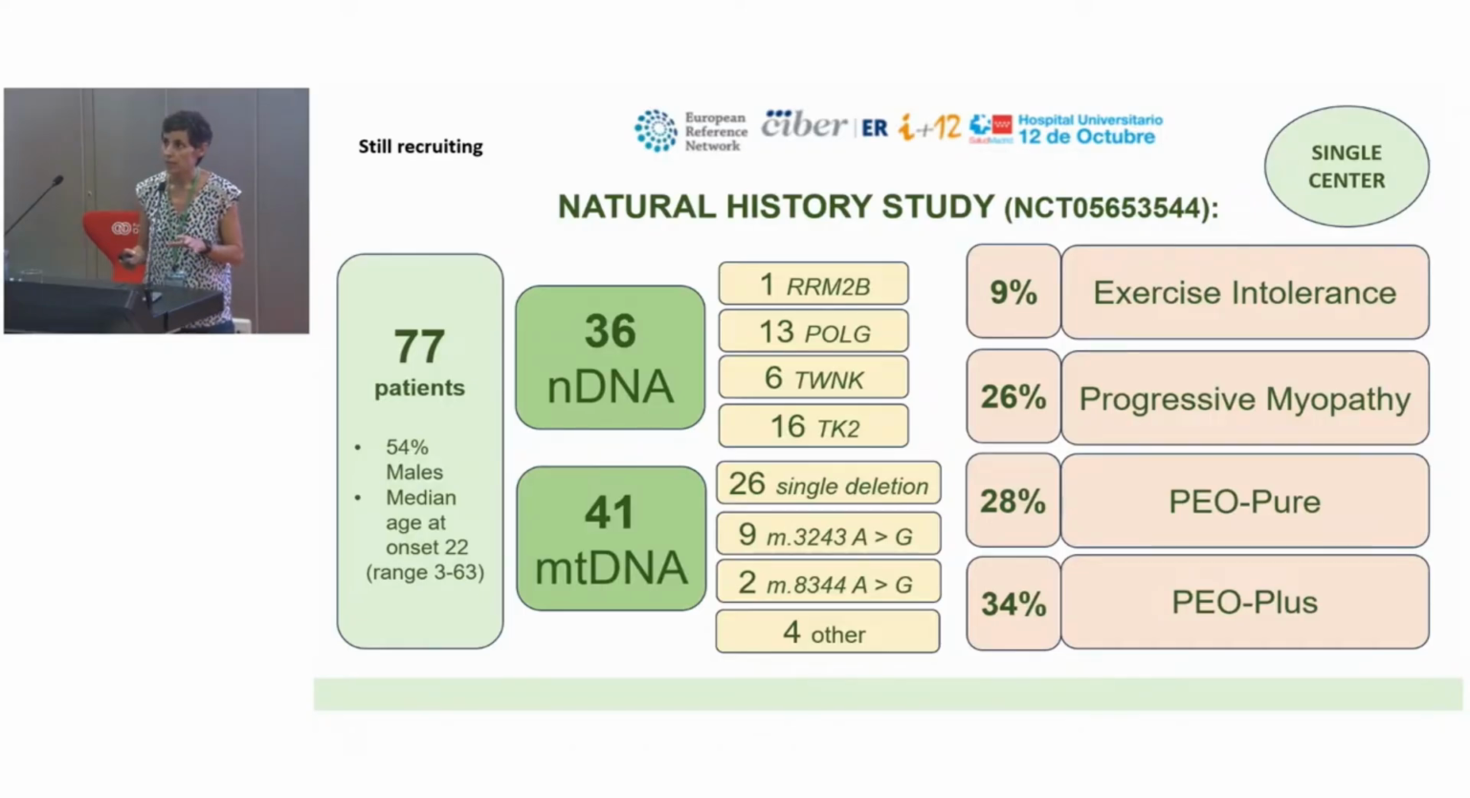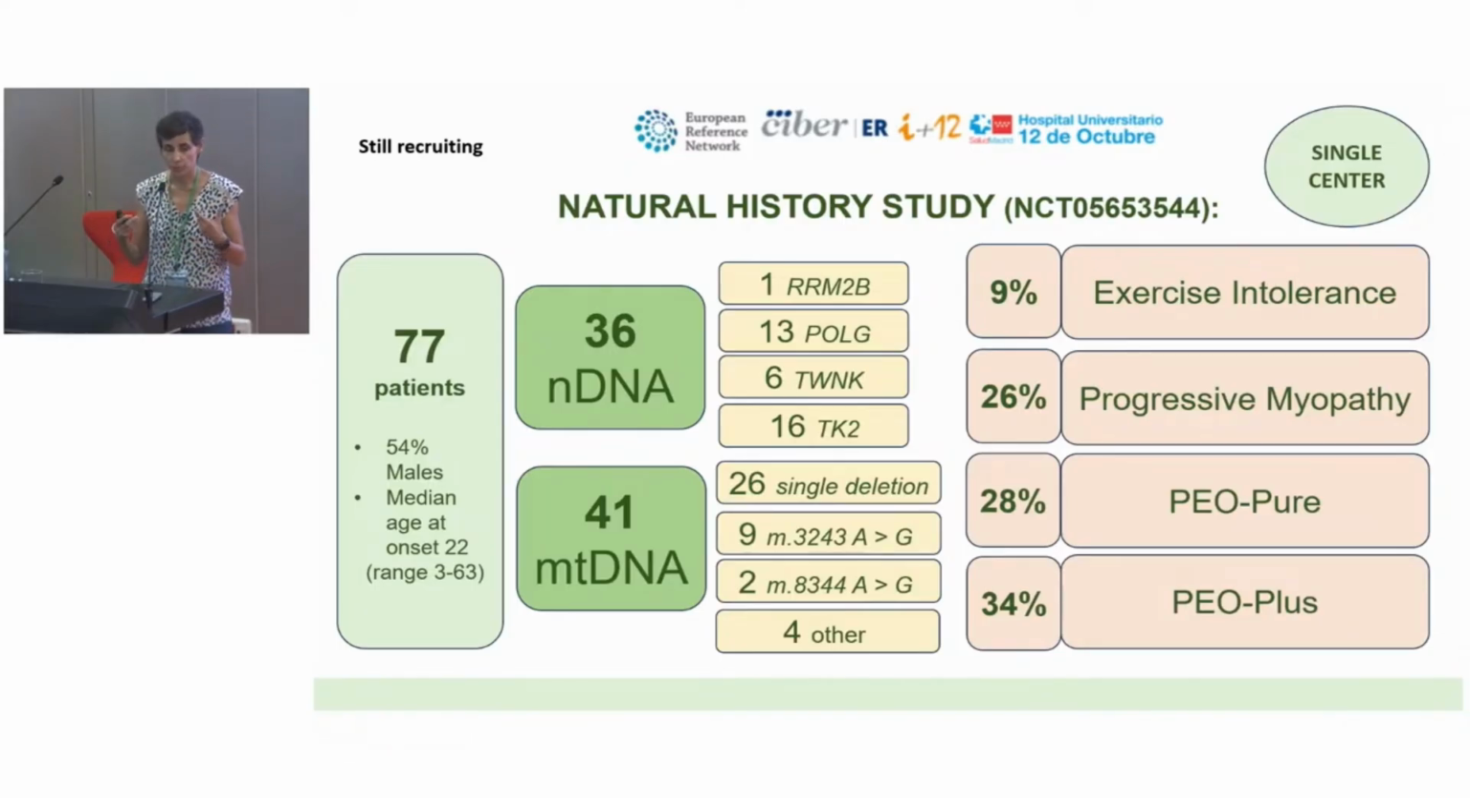In these patients, they are all adult patients, and they have 36 mutations in nuclear DNA, 13 in POLG, dominant or recessive, 6 Twinkle, 16 TK2 deficiency. These are the group that don't receive treatment and treated TK2 patients. We also have another cohort that are receiving nucleosides. And 41 patients have variants in mitochondrial DNA, 26 single large-scale deletion, and 15 different point mutations in mitochondrial DNA. And all of these patients have almost a pure myopathic phenotype.